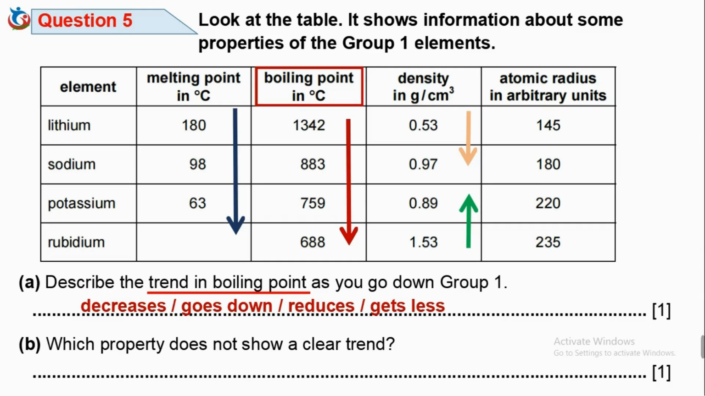Final property is atomic radius. You can observe that atomic radius increases from 145 to 180 to 220 to 235. So atomic radius exhibits an increasing trend. So the only property with no clear trend is density.